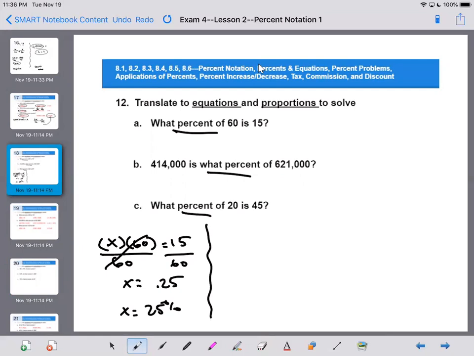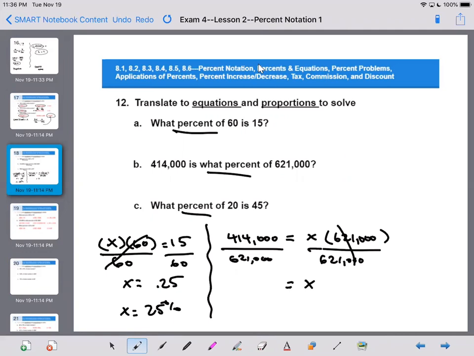Part B: 414,000 is what percent of 621,000? If I want to solve for x, I'm going to have to divide both sides by 621,000. You can type that in your calculator and you'll get your result: 414,000 divided by 621,000. We're going to get 6/10 repeating, so that would be about 66, almost 67%.